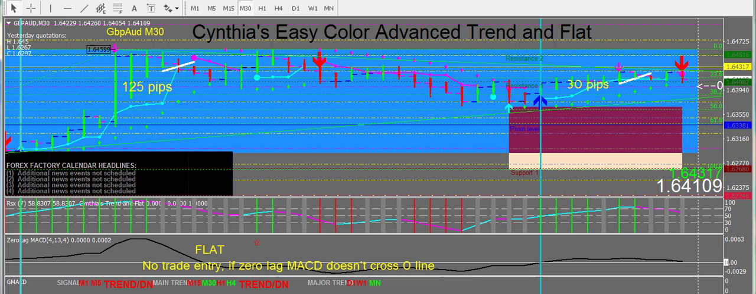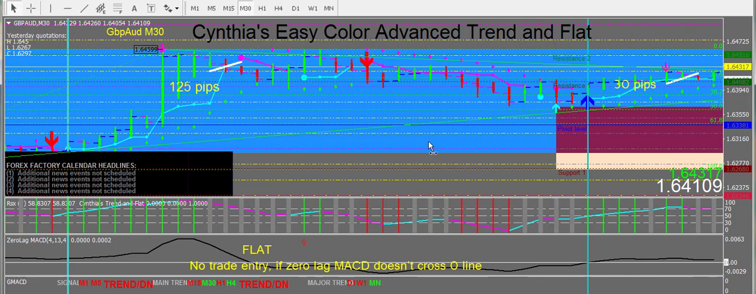So first of all, this is the end of the day on a Friday, so the trading day is already over. And we're looking at a pound Aussie M30 chart. I just want to go over some of the basic features first, because those are the foundation for the advanced system.